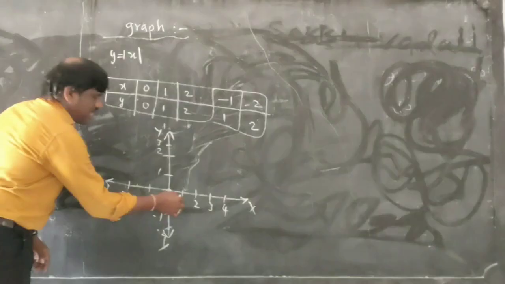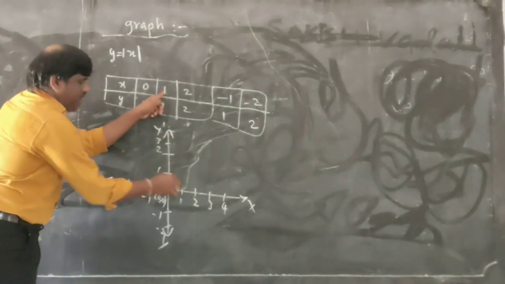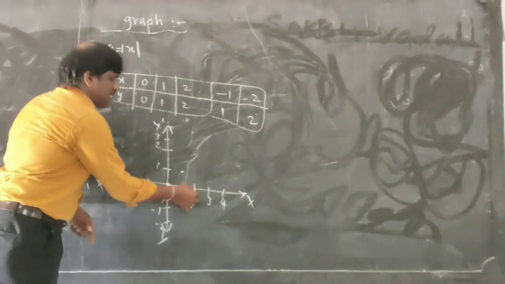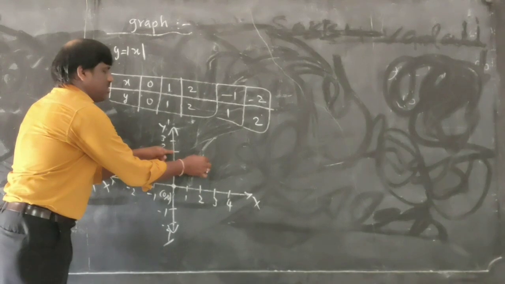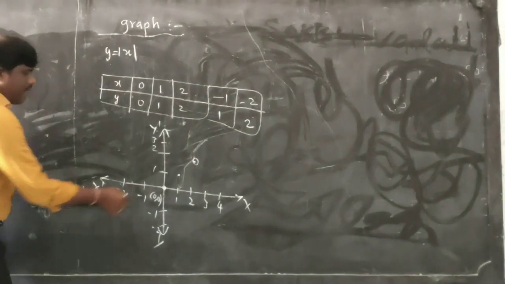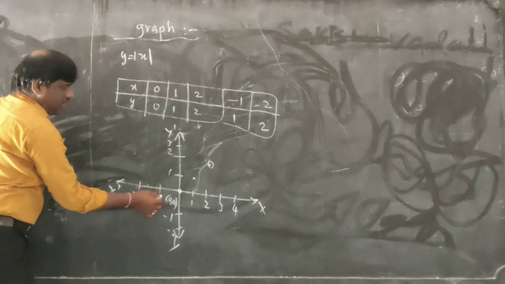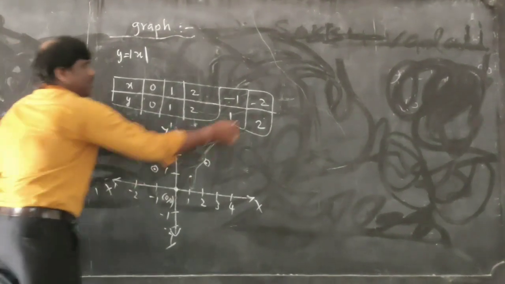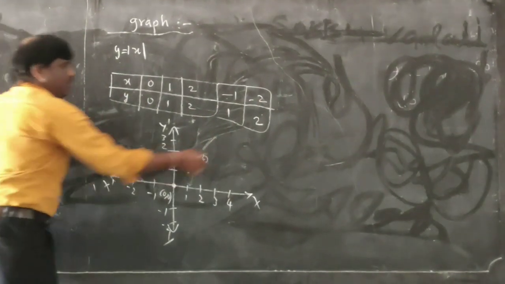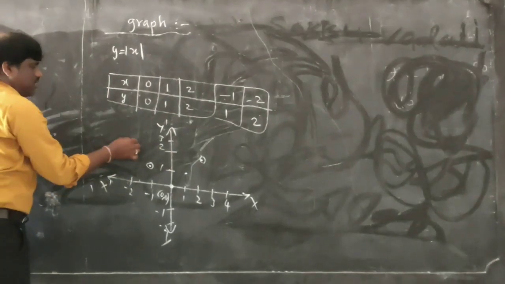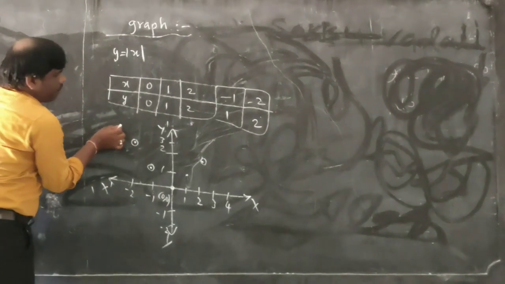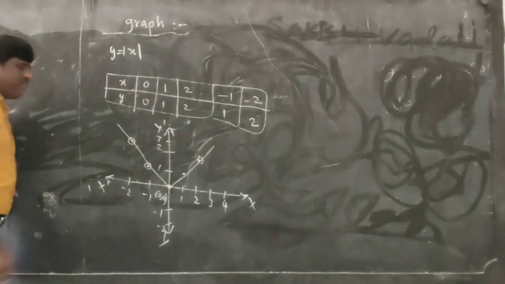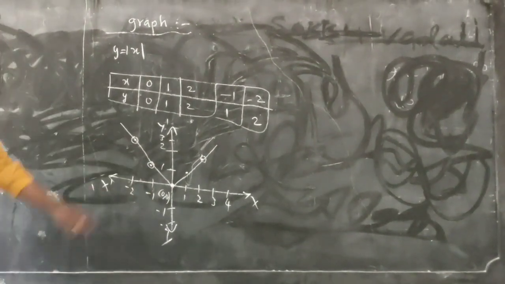Now 1, 1: x is 1 and y is also 1, so this is the position of 1, 1. For 2, 2: x is 2, y coordinate is 2, so this is the position. Now minus 1, plus 1: this is the negative of x, minus 1, and positive plus 1. Now minus 2, y value is plus 2. Let us join all the points. If I join these points, you get exactly a V shape. This is the graph of mod x.